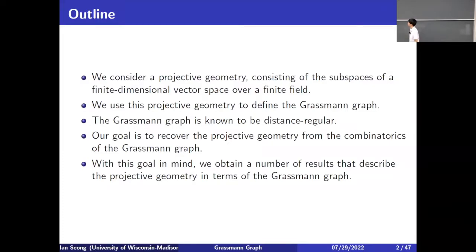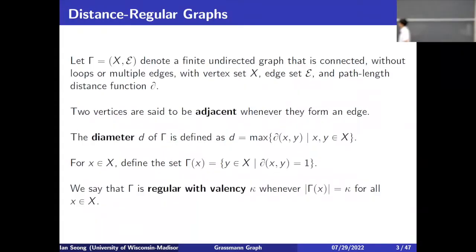So we consider a projective geometry that consists of the subspaces of a finite dimensional vector space over a finite field. And we use this projective geometry to define a Grassmann graph, which is known to be distance regular. Now, our goal is to recover the whole projective geometry from the combinatorics of the Grassmann graph. And with this goal in mind, we will obtain a number of results that describe the projective geometry in terms of the Grassmann graph. All right, so let's nail the preliminaries first.